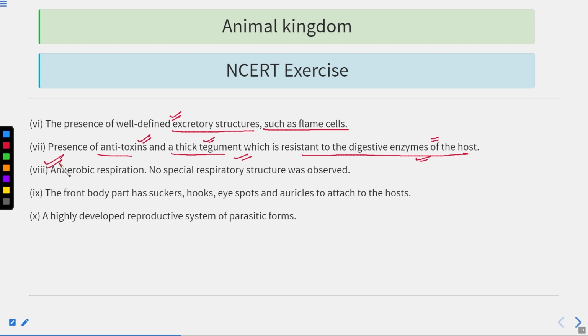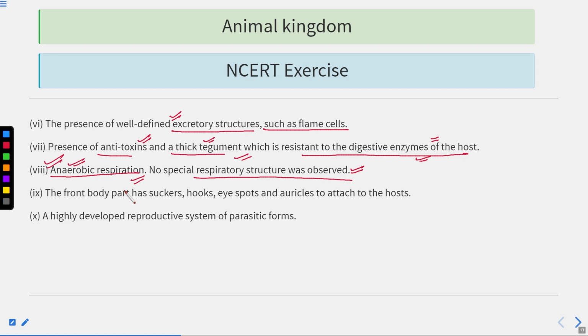Anaerobic respiration, very, very important. Now, where are they living? They are living inside the digestive tract. So no oxygen reaches there. So they do follow the anaerobic respiration. No special respiratory structure was observed. Okay, they do not have any special respiratory structure through which they can respire. So they are following the anaerobic respiration.